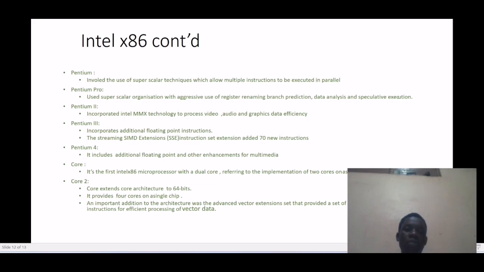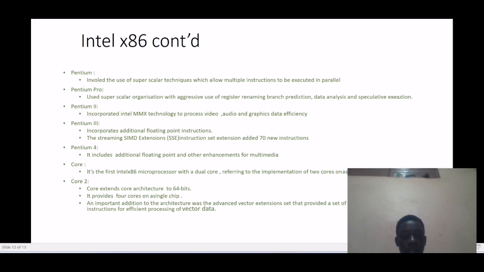Pentium 2, which incorporated the MMX technology to process video, audio, and graphics data efficiently. The Pentium 3 incorporates additional floating point instructions, and also the Streaming SIMD Extensions instruction set extension, and it added 70 new instructions. The Pentium 4 includes additional floating points and other enhancements for multimedia.